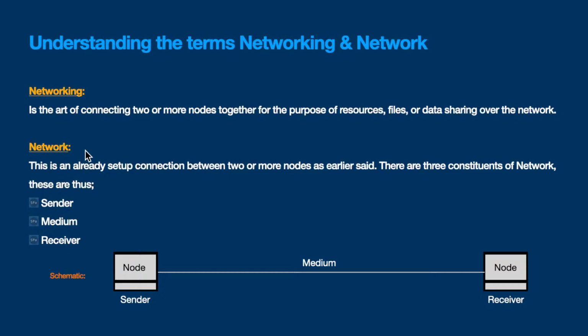So network, as I've earlier defined, is an already set up connection between two or more nodes. As earlier said, there are three constituents of network. I believe you are following me. If you are there, please can you thumbs up?